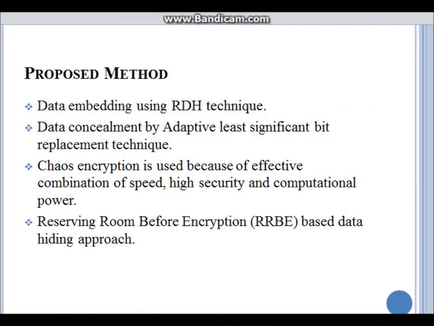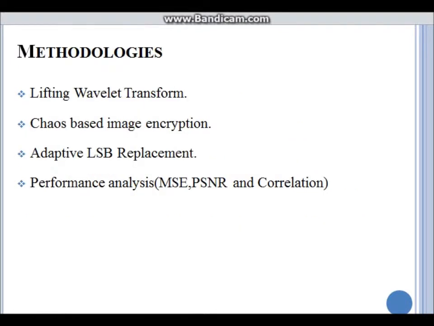Proposed method. In our proposed method, we use data embedding using RDH technique, data concealment by adaptive least significant bit replacement technique, and chaos encryption, and we also use reserve room before encryption based data hiding approach. The methodologies in our project are lifting wavelet transform, chaos encryption, and adaptive LSB replacement.